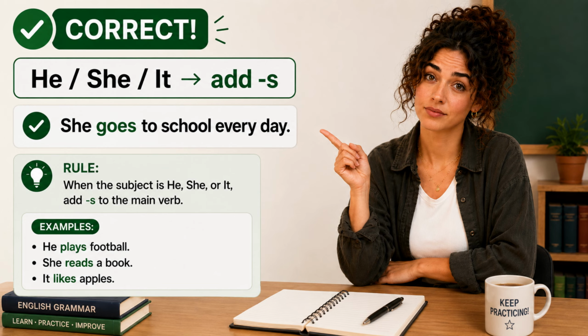The correct sentence is, she goes to school every day. Listen again. She goes to school every day. With he, she, and it, add s to the verb. For example, he plays football. She reads a book. It likes apples. This is a very common mistake, but now you know the rule.